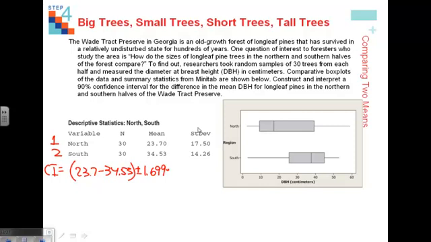And now we're going to multiply that by what? Something ugly. The square root of 17.05 squared divided by 30 plus 14.26 quantity squared over 30. And there's the calculation that will give us that confidence interval.